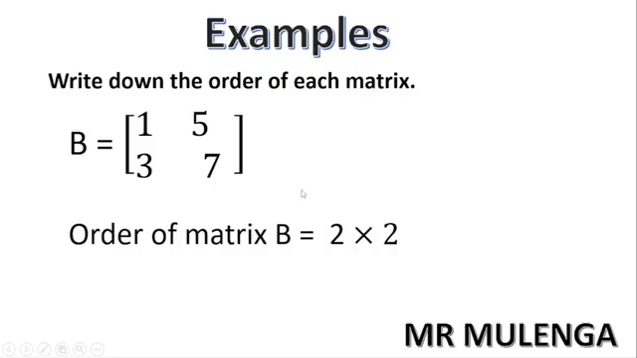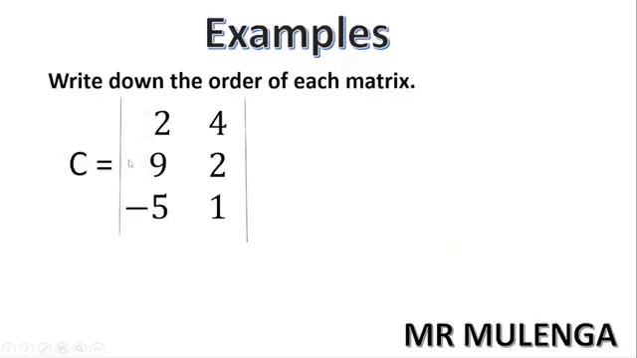We move on, you look at another example. So here we have our matrix C. So this is our matrix C right here. So we want to state the order of this matrix C. So as you can see here, 2 and 4, row 1, 9 and 2, row 2, negative 5 and 1, row 3. Then how many columns?